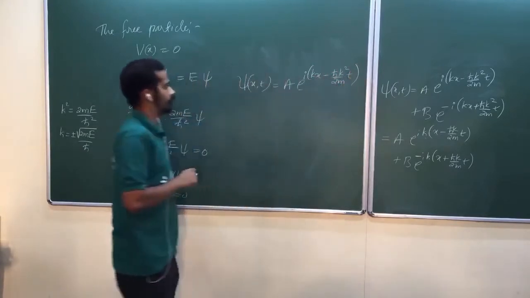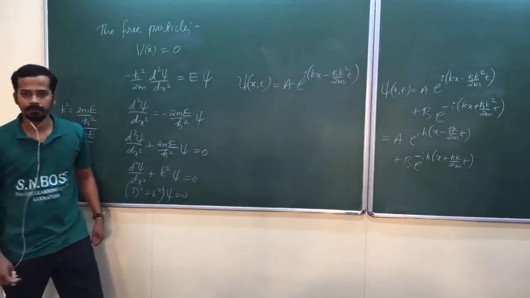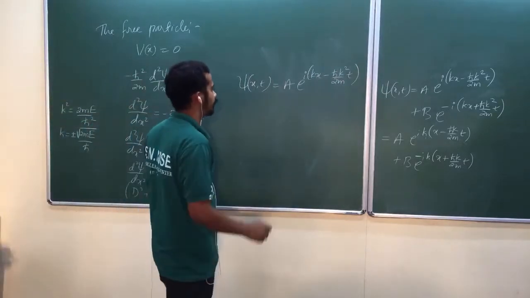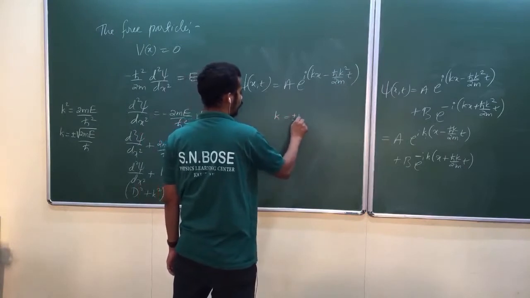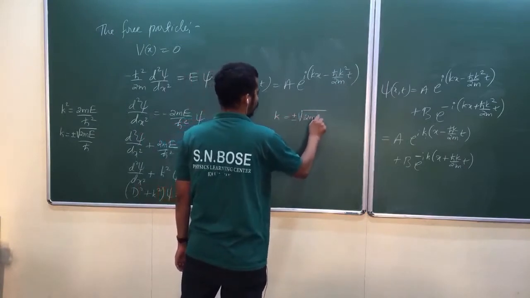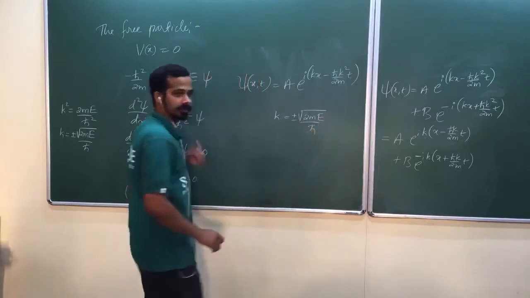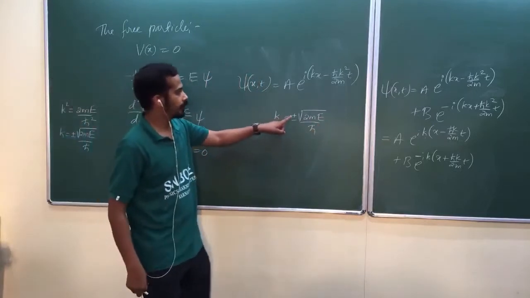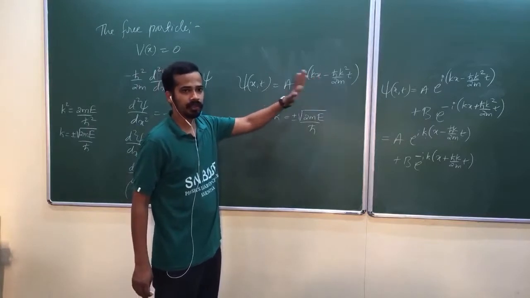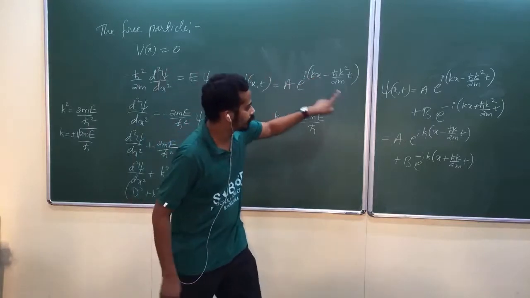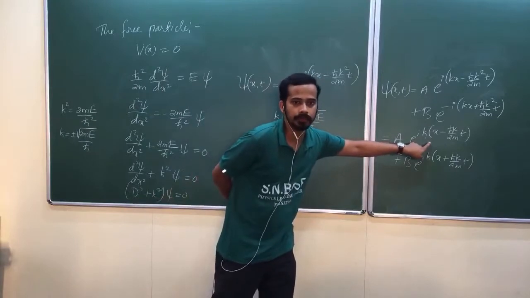Wait a second. Now what I do here is I write k as plus or minus root of 2mE by h bar. Am I right? I have written it like this. When k is positive, this is positive. You can take that k outside. When k is positive, this will happen to be this one.